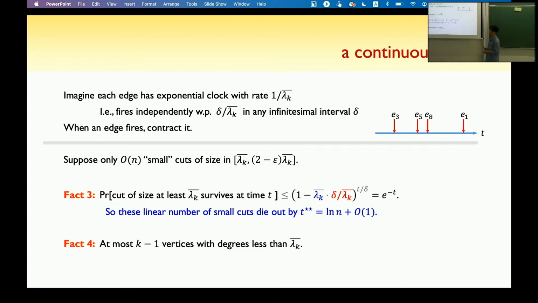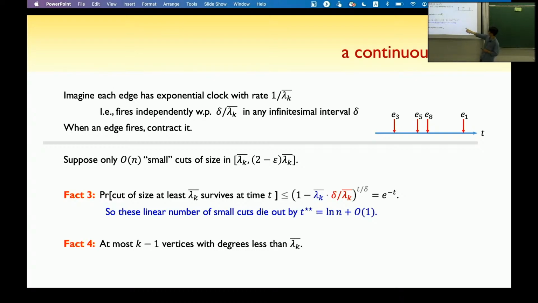But if you fix one small cut, then the probability that it survives at time t, if you do the same calculation as before, is 1 minus delta over lambda_k bar, raised to the power of lambda_k bar times t over delta, which is e to the minus t, just like the way that we analyzed the probability that our k cut survives. So this probability becomes e to the minus t. Then if you look at time log n, there were n of them to begin with, and at time t, each one survives with probability e to the minus t.